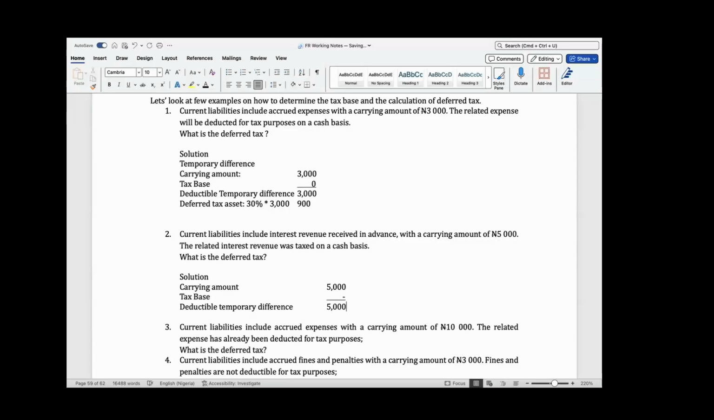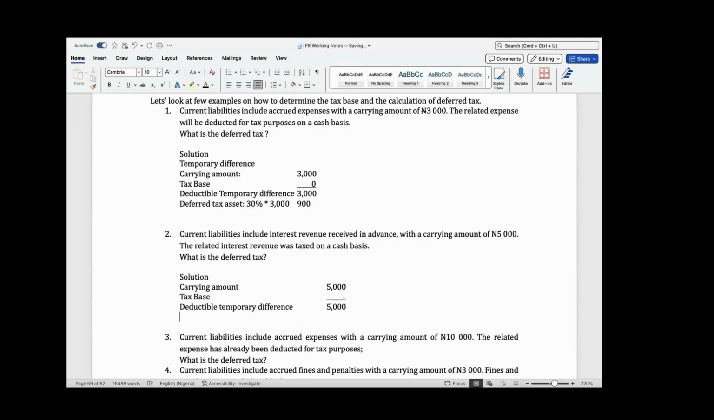So that's similar to a deductible temporary difference for us right now, because it is an item that is now recognized as income in our books, but we will not pay tax on it because it was taxed when we received the cash. So we would have a deferred tax asset in respect of that deductible temporary difference, calculated at 30% of 5,000, which will give us 1,500 naira.